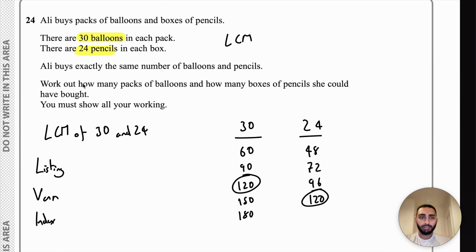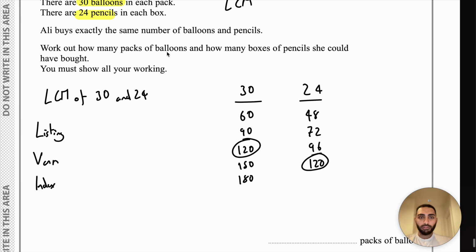So we found our lowest common multiple, but we want to work out how many packs of balloons and pencils we need. One is our balloons. These are our pencils.